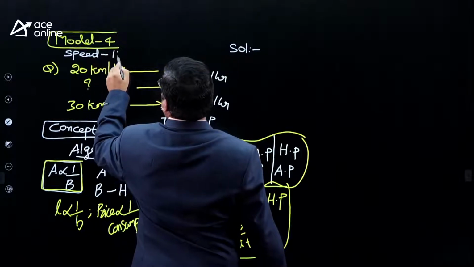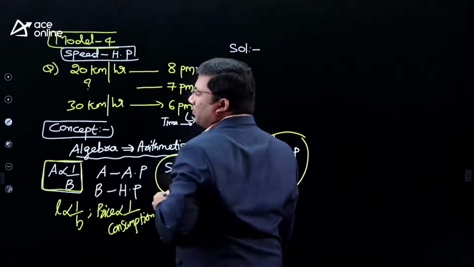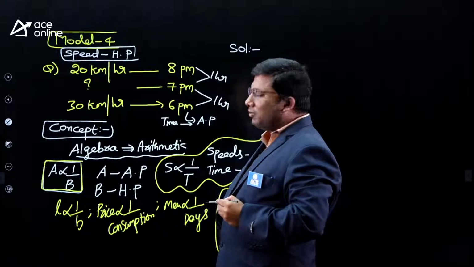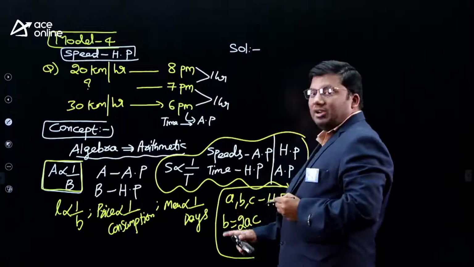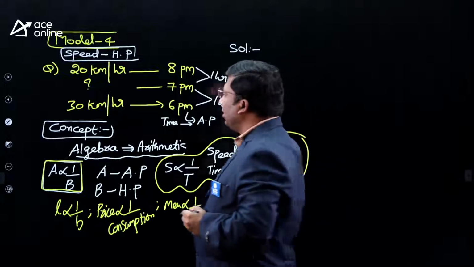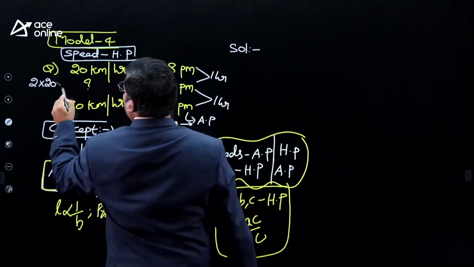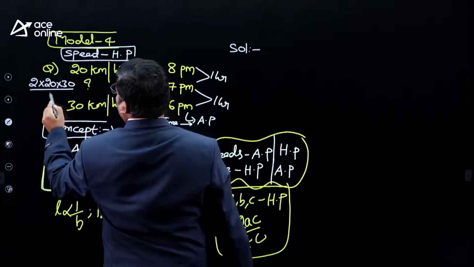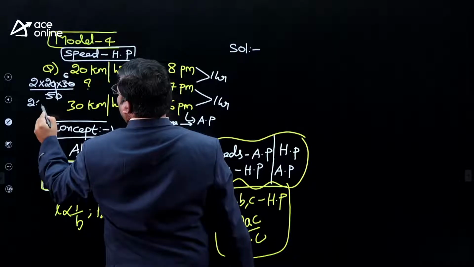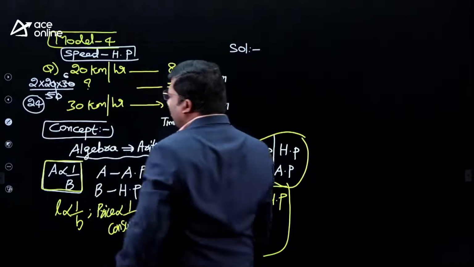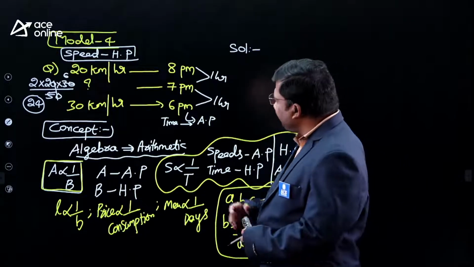Are you all with me? Speed will be in harmonic progression. If A, B, C are in harmonic progression, the middle value is called the harmonic mean. Harmonic mean is given by 2AC by A plus C. 20 plus 30, 50. 0, 0 cancel. 4, 6 are 24. How easily, without using any formulas, any x and y's, you got the answer.